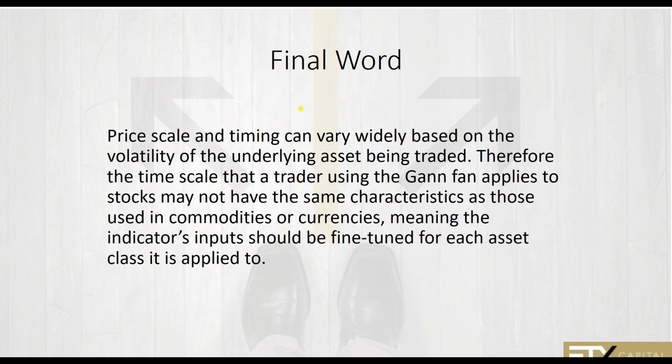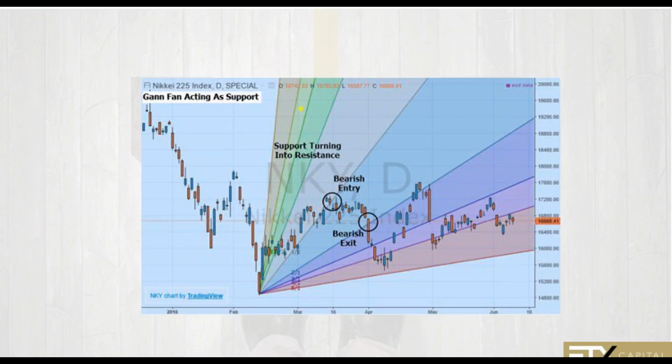Price scale and timing can vary widely based on volatility of the underlying asset being traded. Therefore, the time scales that a trader is using the Gann Fan applies to stocks may not have the same characteristics as those used for commodities and currencies, meaning the indicator's input should be fine-tuned for each asset class it applies to. Now this afternoon, we've been talking about the Forex market. So we're pretty well with that.